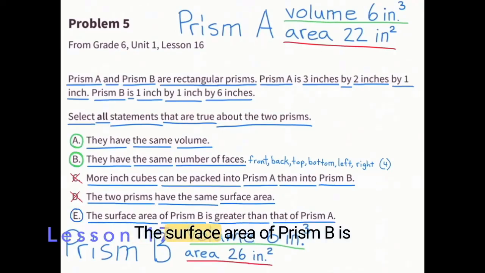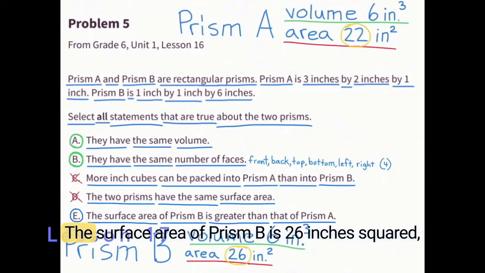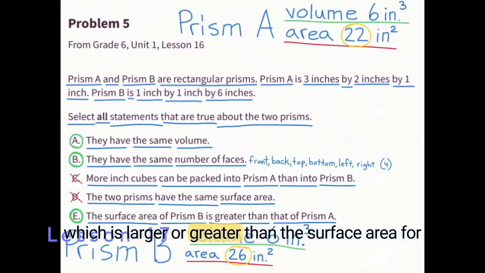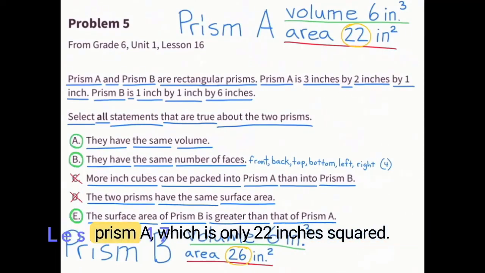E. The surface area of Prism B is greater than that of Prism A. The surface area of Prism B is 26 inches squared, which is larger or greater than the surface area for Prism A, which is only 22 inches squared.